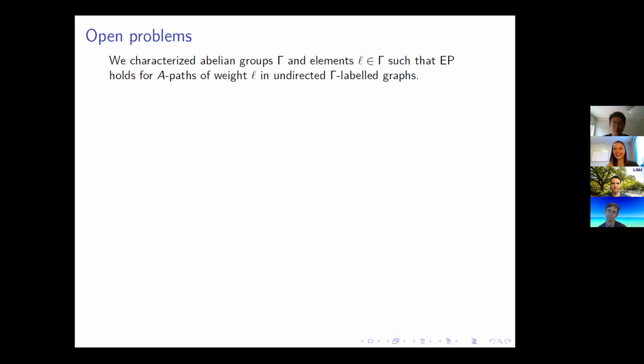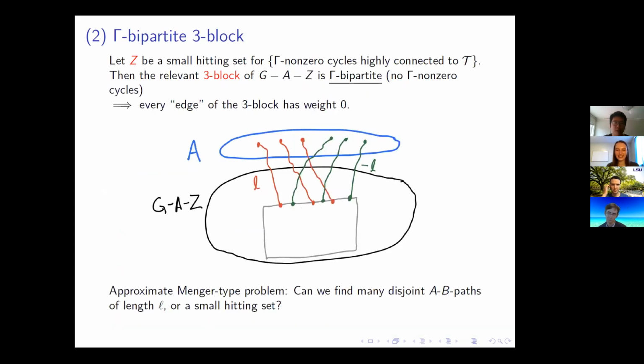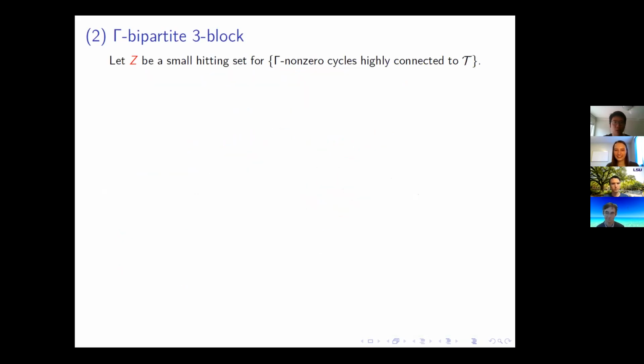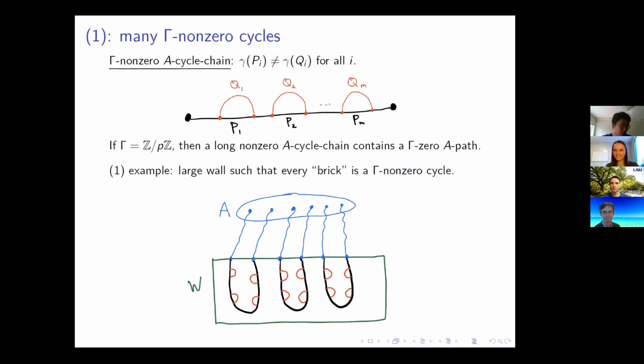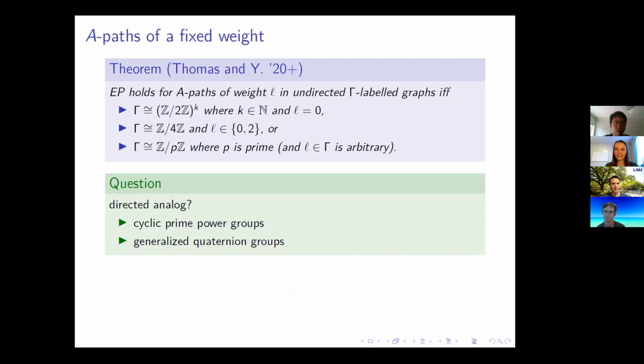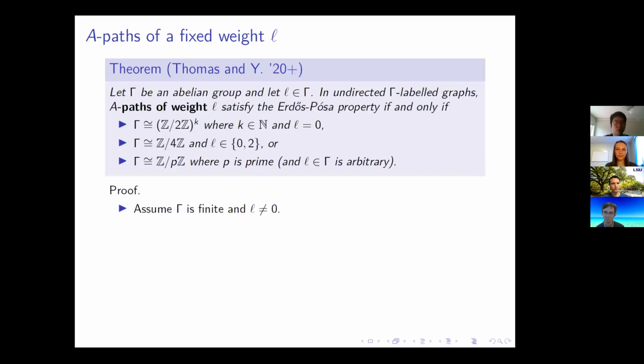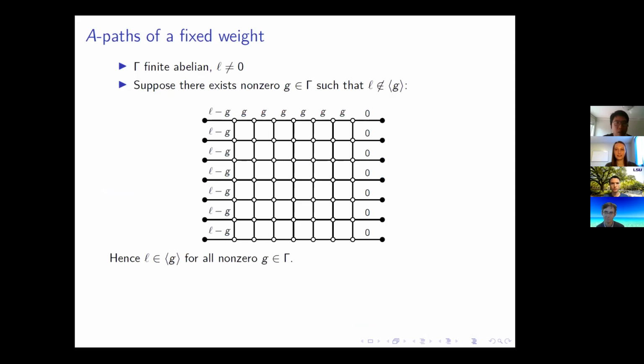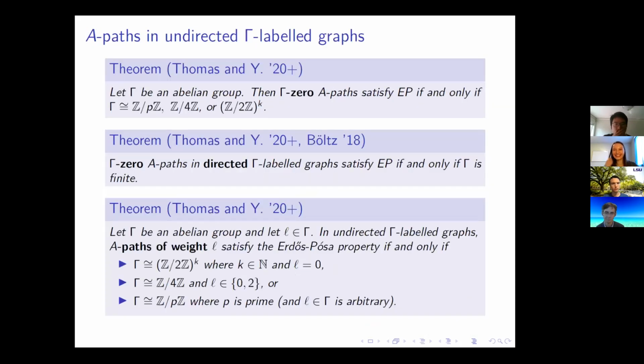Yeah, so anything that goes through these graph minor tools will be very large. I haven't gone through and calculated the bounds. But actually, for the directed model, the bounds are very nice. For the non-zero A-paths, the function is just multiplied by 2. And for the second result here, for Gamma-zero A-paths, the bound is also not as bad. I think it's something like 12 times the maximum size of packing times the size of the group.